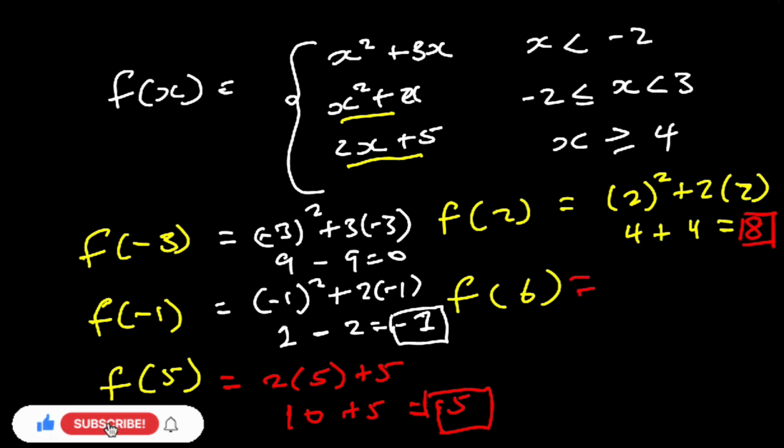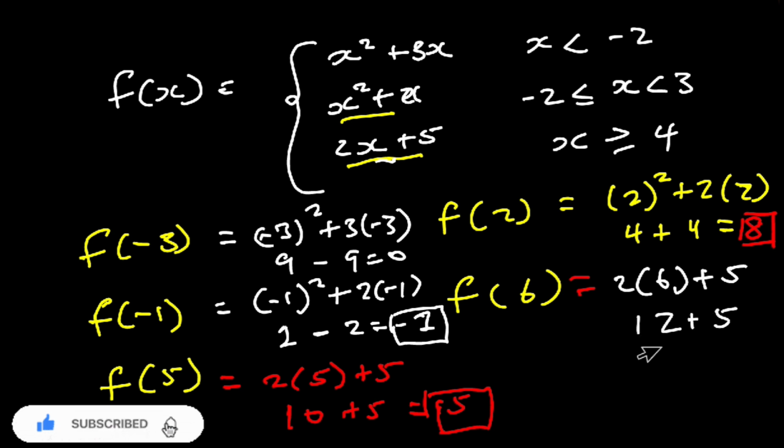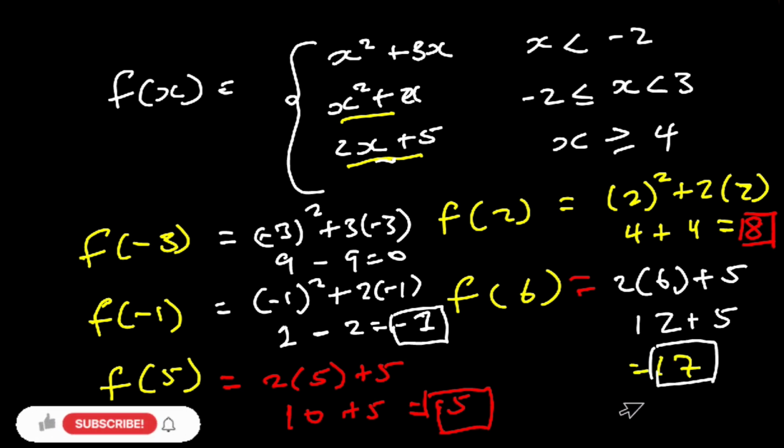So what about f of 6? When x is equal to 6, it falls within this range. x is greater than or equal to 4. So we make use of this formula. So we have 2 multiplied by 6 plus 5. 2 times 6 is 12. 12 plus 5 is equal to 17. And so this is the answer to this question. So this is all about evaluating piecewise functions.